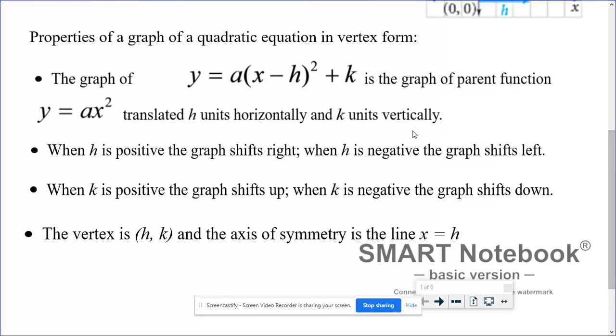So for this one, now we're going to look at properties of a graph of a quadratic equation in vertex form. The graph of y equals a times x minus h squared plus k is the graph of the parent function y equals ax squared, translated h units horizontally and k units vertically. So whatever's happening inside the parentheses is going to move it left or right. Whatever's happening outside is going to move it up or down.